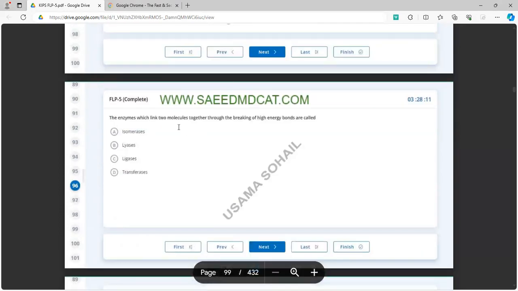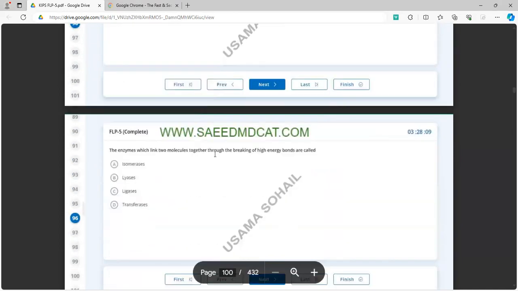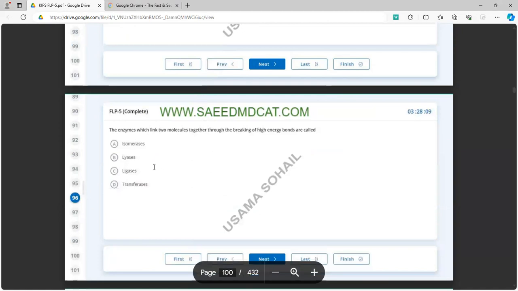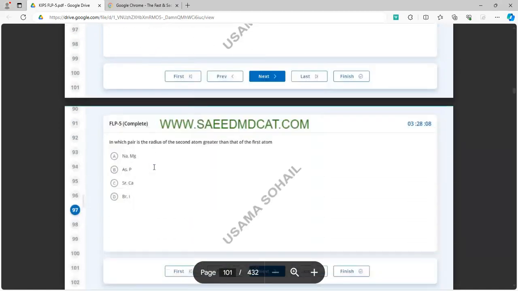In question number 96, the enzyme which links two molecules together through the breaking of high energy bonds is called a ligase. Now in question number 97, again 96 is the same.